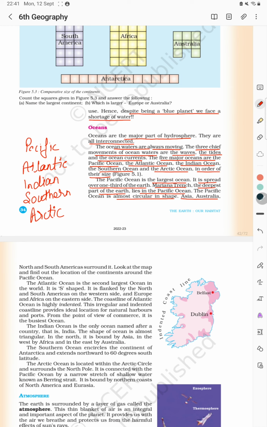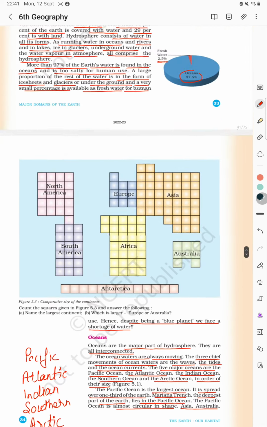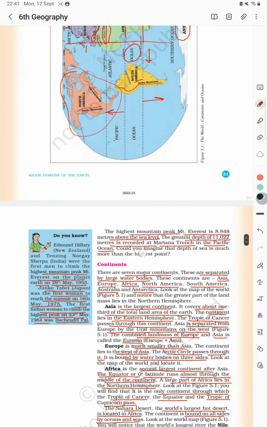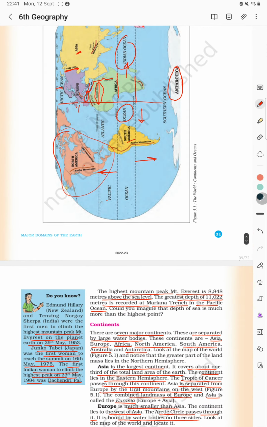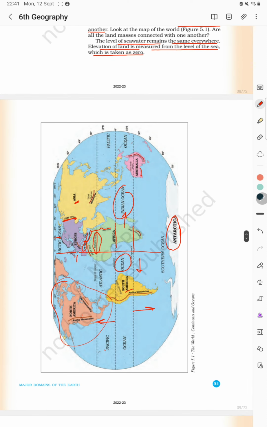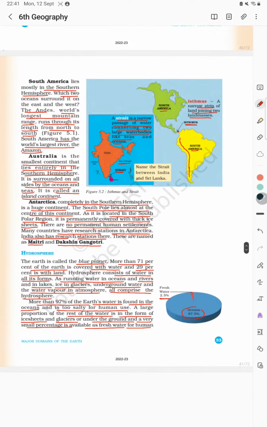Asia, Australia, and North and South America surround it. Let us see it on the map. So this is the Pacific Ocean. This is North America, South America. This is Asia and Australia.